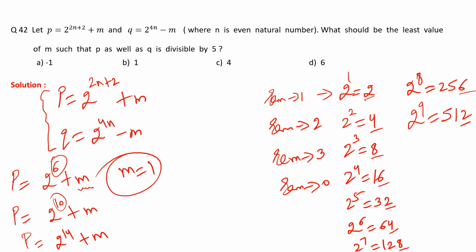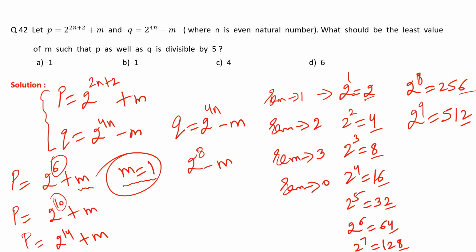But since we have to make the value of m smallest, m equal to 1 only. Now similarly, we will discuss the case of q. Q is 2 to the power 4n minus m. Here we have to subtract m. Now if I put n as 2, it becomes 2 to the power 8 minus m.